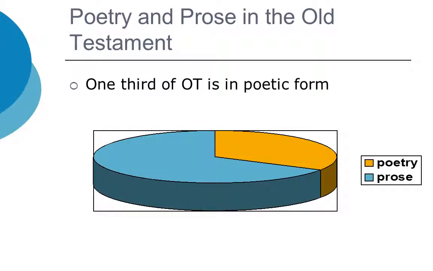But before we get there, just to point out that when it comes to the relationship between poetry and prose in the Old Testament, one third of the Old Testament is in poetic form. So you can see how important it is, if we're going to be good Bible interpreters, that we understand the various characteristics of Hebrew poetry. This is true, of course, for wisdom literature and for many of the prophets. The prophets, most of them are in poetic verse.